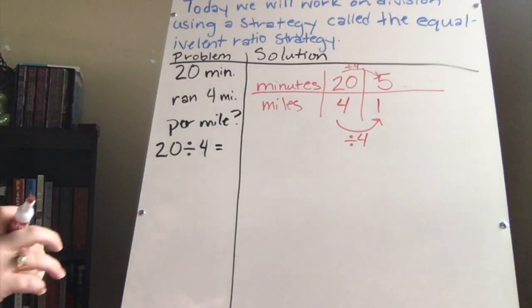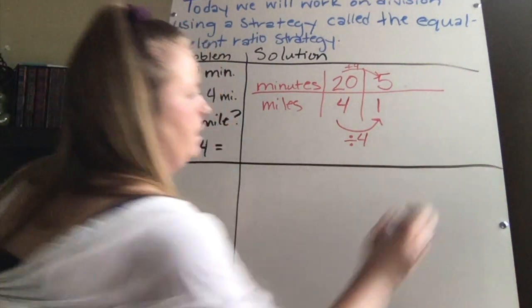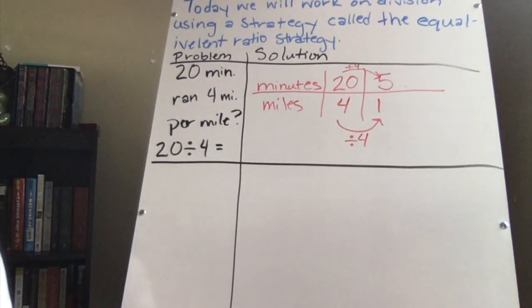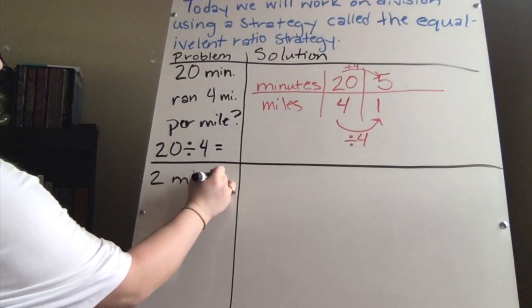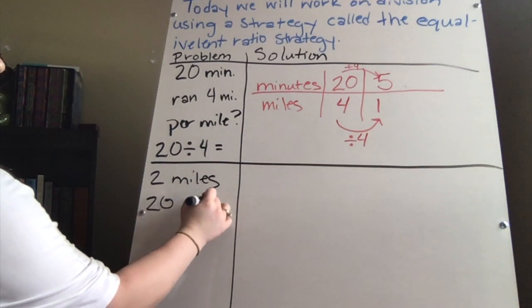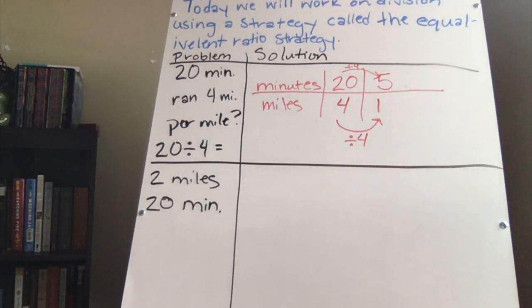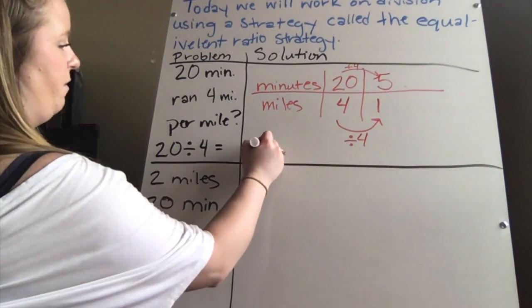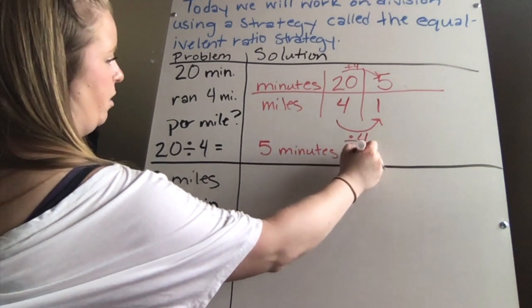Now the next problem is, I'll separate those out. If a student ran 2 miles in 20 minutes, how fast was he running? What was his pace per mile? And I'm actually going to write this out. I forgot at the top. The answer would be 5 minutes per mile.